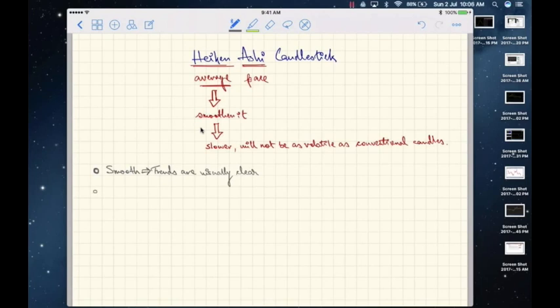Second thing is, when it's a strong uptrend, we notice that essentially there are no lower shadows or tails. Vice versa, when it's a strong downtrend, we notice that there are no upper shadows.